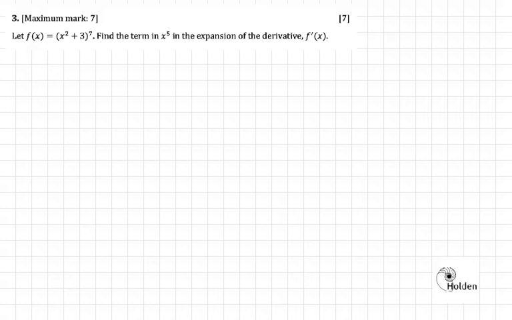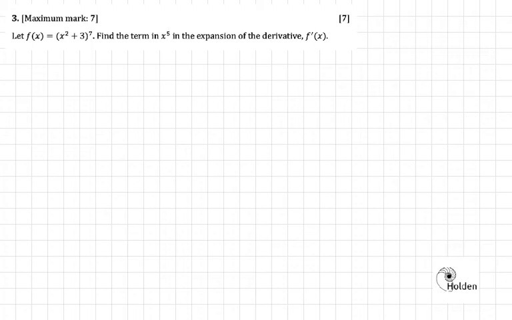Okay, let's have a look at question 3. There's two possible ways of doing this. I'll show you both. They both involve the same thinking, but just a little bit different. So we have this function (x squared plus 3) to the power of 7. We want to find the term in x to the 5 in the expansion of the derivative.